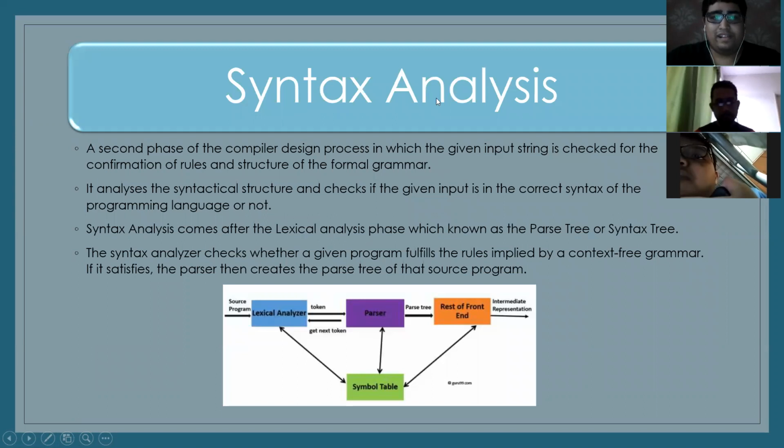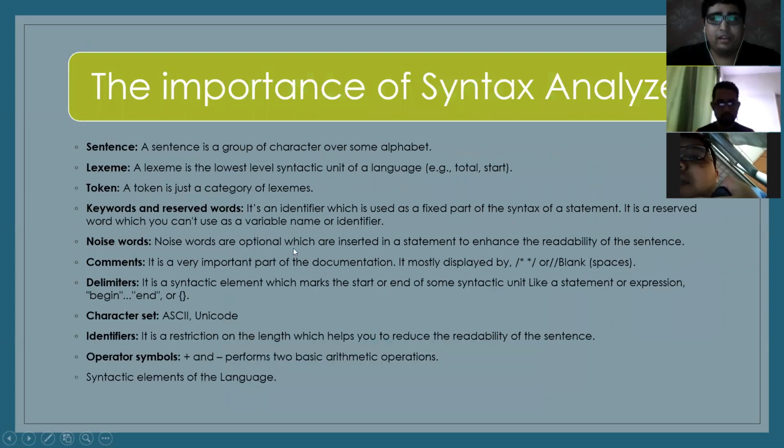And the syntax analysis is the second phase after the lexical analysis. It is known as a parse tree, and it creates a parse tree from the source form. And here is the picture of the symbol table from the bottom. The importance of the syntax analysis is that it is used on the tokens, as I mentioned.